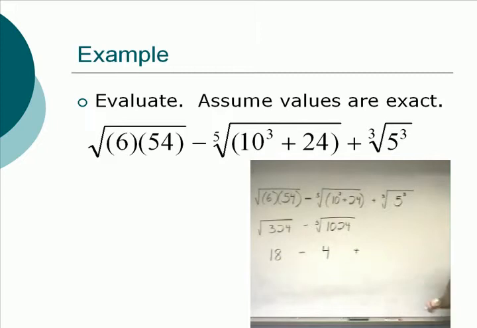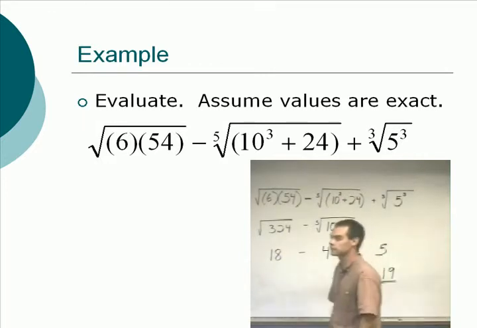Plus, this one you shouldn't need your calculator for. The cube root of 5 cubed. What happens to a number if you cube it and then take the cube root? Yeah, you're right back where you started, and you'll end up with 5. Now, if you don't spot that and do the work on your calculator, as long as you do it right, you're going to get the same thing. But we end up with 18 minus 4 plus 5, and so the value of this expression turns out to be 19. Good.